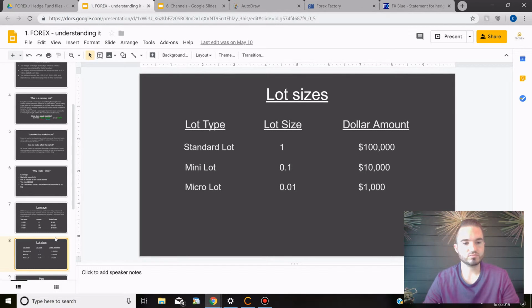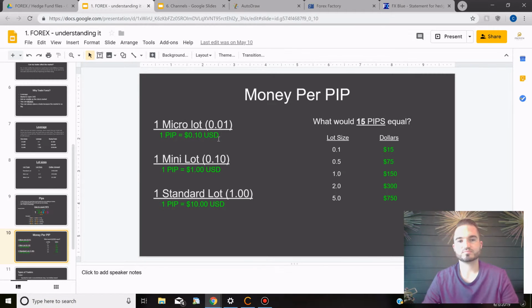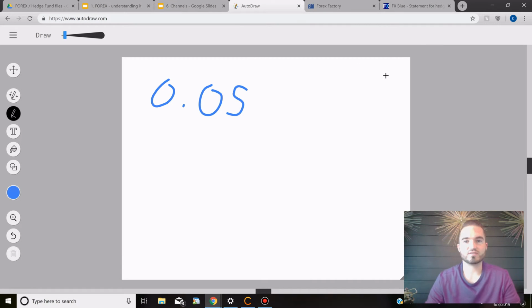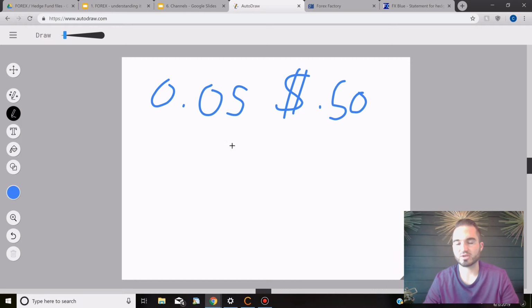So if we go back to this trade, so how much money you're making per pip. So example, here, that's not a good slide, sorry. So money per pip. So if your trade is 0.1, a macro lot, you make $1 per pip, or 0.01, you make 10 cents per pip. So if you're trading 0.05, you're going to make 50 cents a pip. Sorry, my handwriting sucks on this thing.